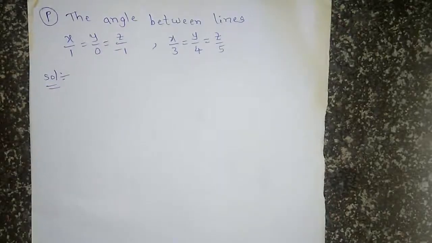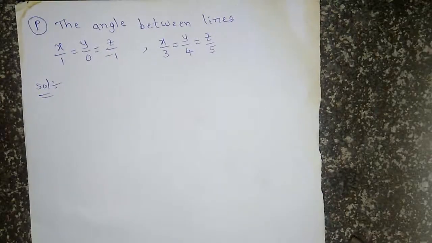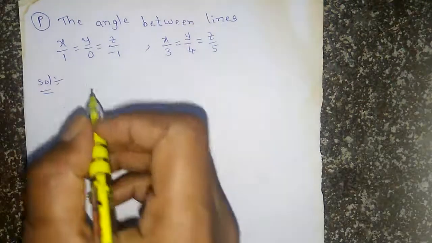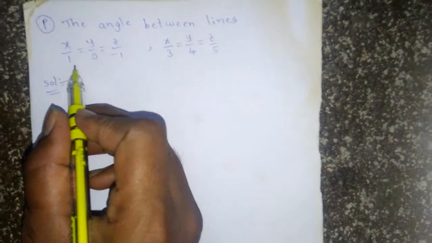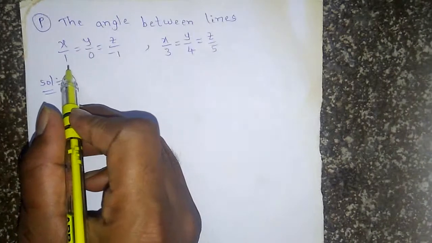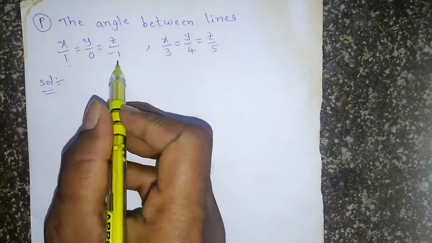So our next problem is: find the angle between the lines x/1 = y/0 = z/(-1) and x/3 = y/4 = z/5. So these are 3D lines. Here the direction ratios of the first line are 1, 0, -1.